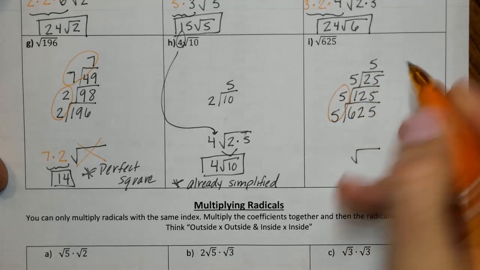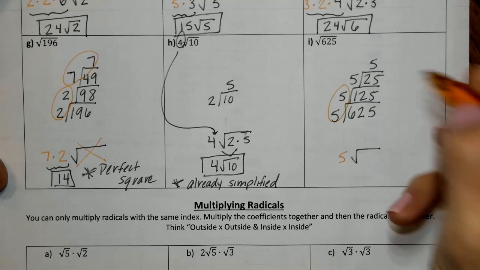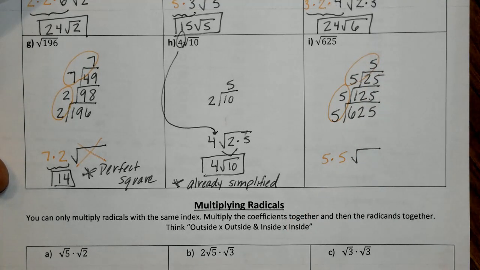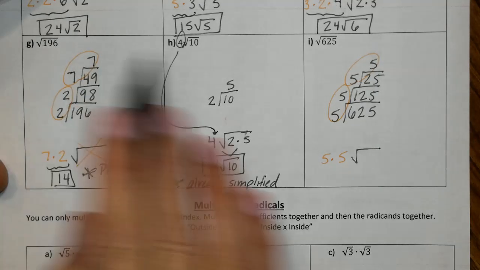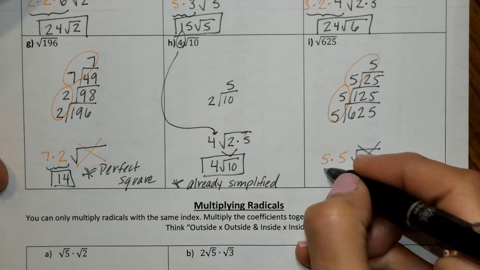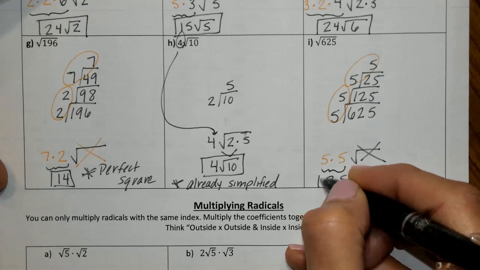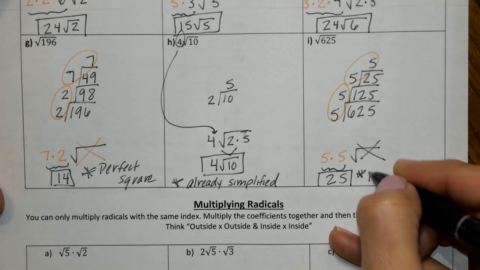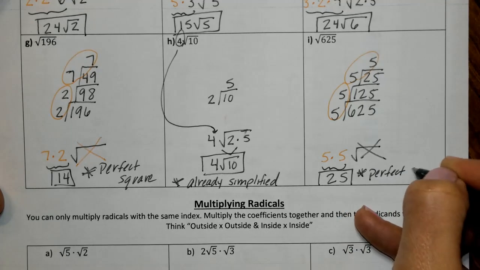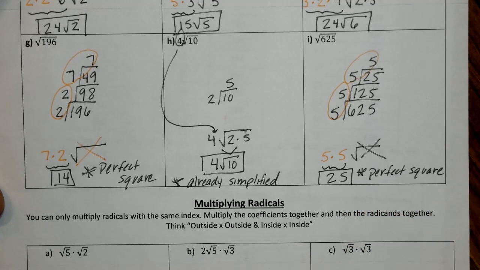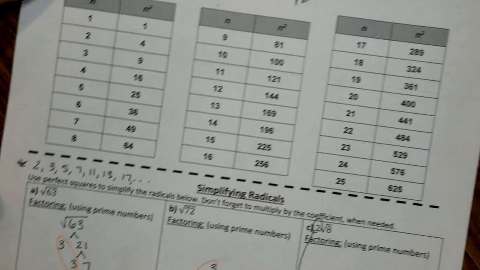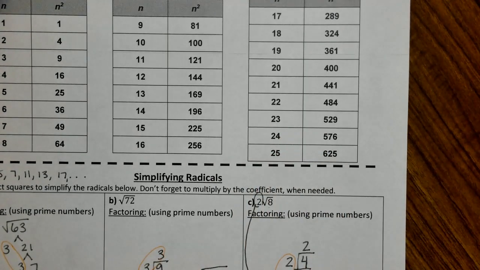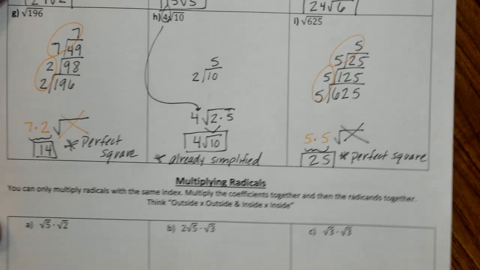Here are our partners. Pair of 5s waiting outside. Another pair of 5s waiting outside. We have no singles again, just like letter G, no singles. Multiply this out to get 25. When nothing is inside the house, this means we have a perfect square. And again, on the first page, we're going to see right here, 625 was a perfect square of 25. Back that up in case you need to finish copying.